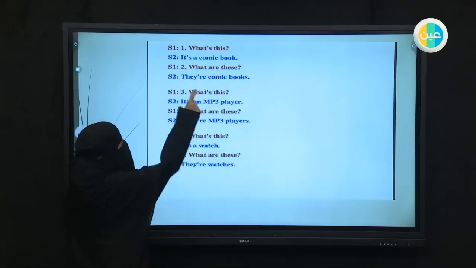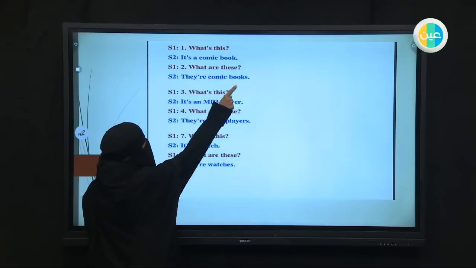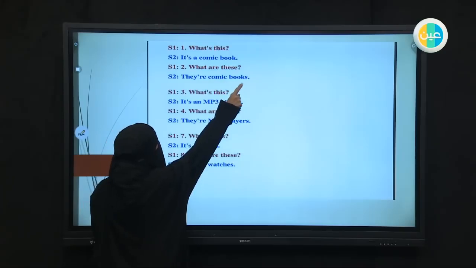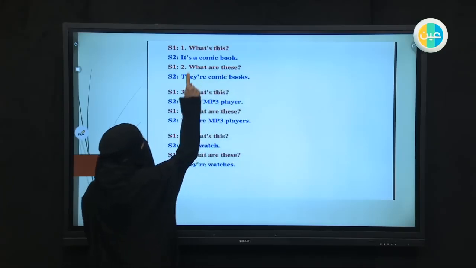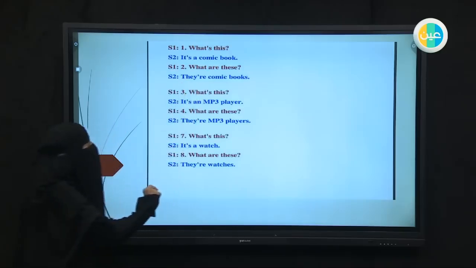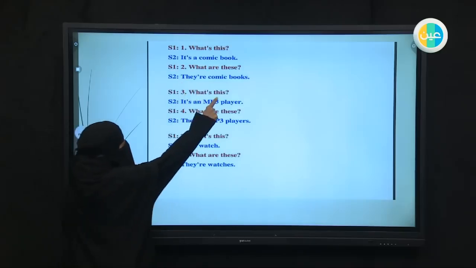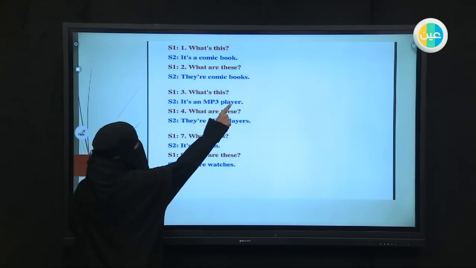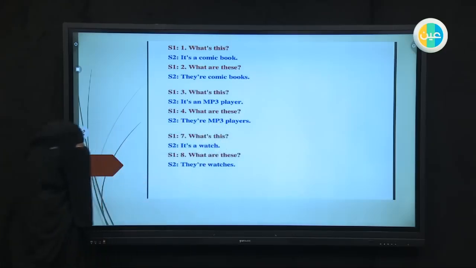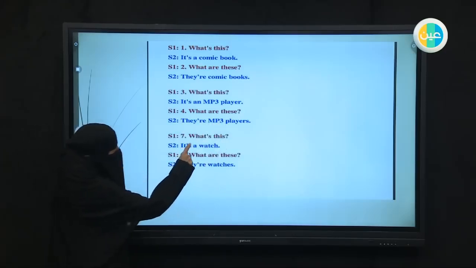Number 2, what are these? They're comic books. So when I ask with these, I answer with they. They are. The short form is they're. Excellent. What's this? It's an MP3 player. Very good. What are these? They're MP3 players. Excellent.